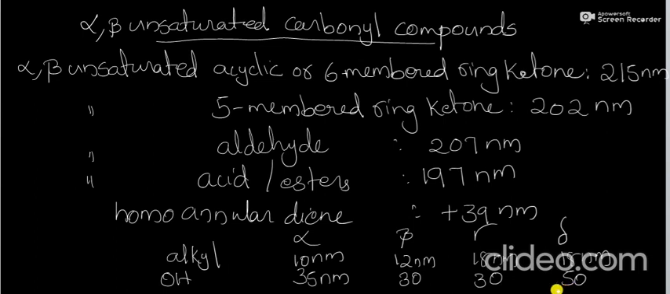Similarly, if chlorine is present at alpha position, plus 15 nanometer. At beta position, plus 12 nanometer. At gamma position, plus 12 nanometer. And delta position, plus 12 nanometer, etc.